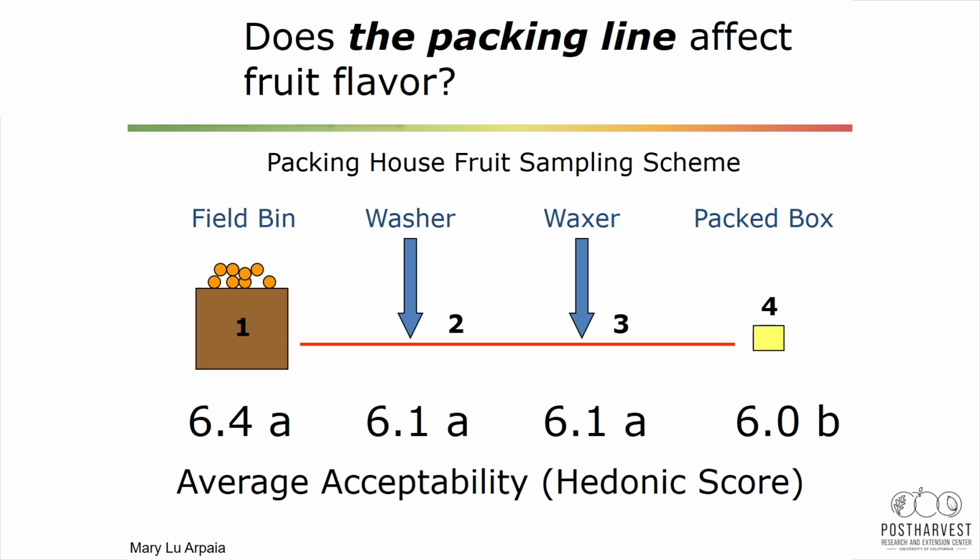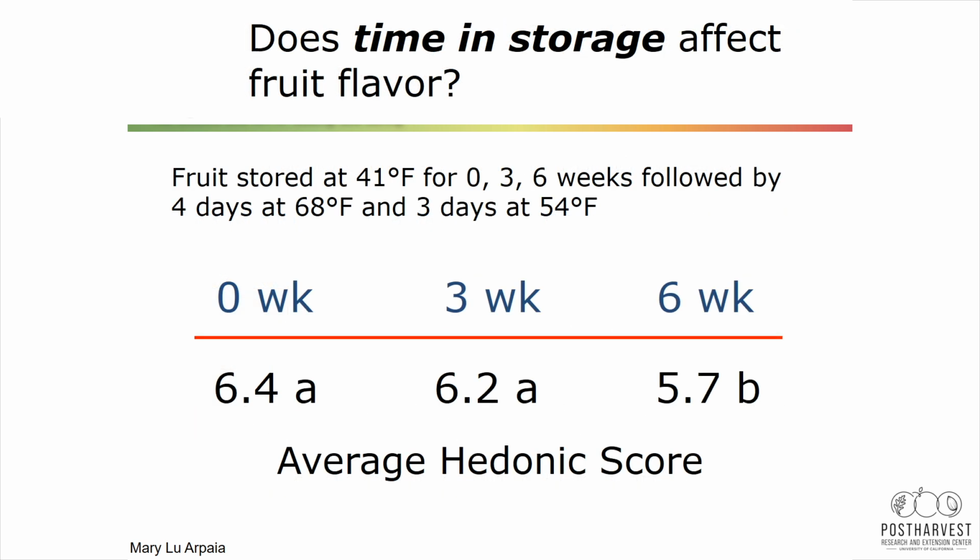And here, this was a consumer test, so hedonic score means how much you like that product, and it's generally a scale between 0 and 10. So that's how much the people liked the fruit straight out of the field, and that's how much they liked it from the packed box. So you see that there is a significant decrease in the hedonic score in that case. And then after storage, between 0 week, 3 weeks, and 6 weeks, you again have a decrease in the liking score.